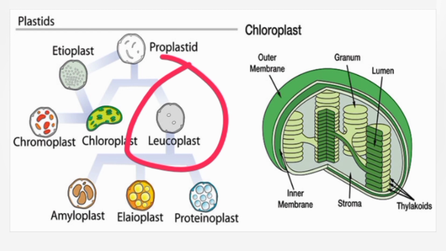So they store starch. For example, the cells of potato have a large number of leukoplasts, and the cells of potato store a large amount of starch, right? So they have a ton of leukoplasts inside them.